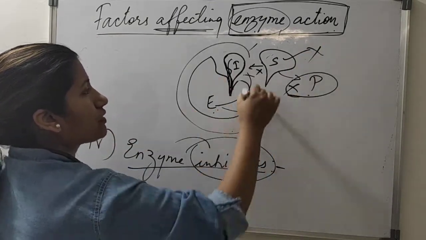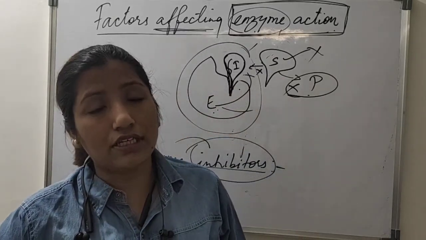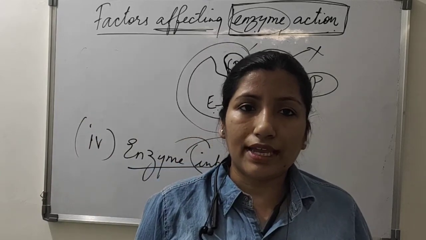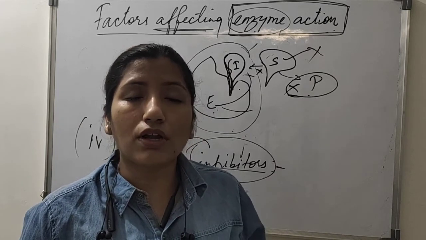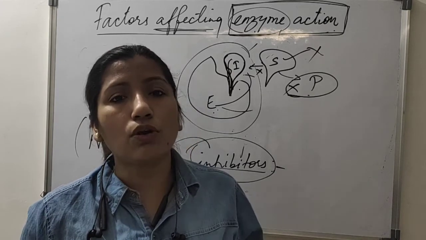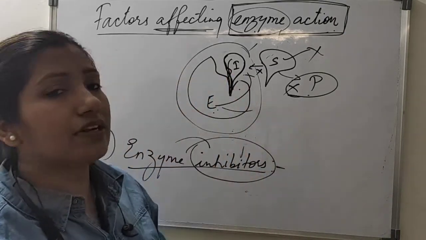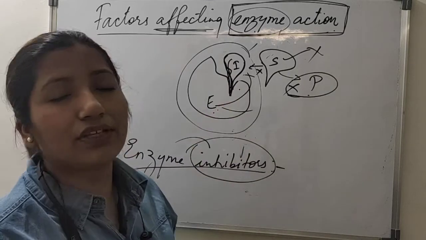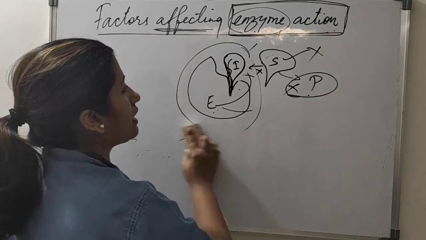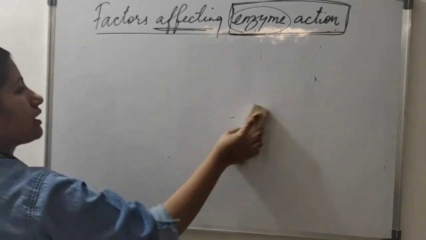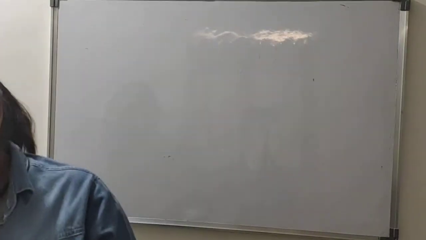Now why do we do this process? To stop the enzyme reaction. Why does this process happen in our body? To stop the reaction from happening. At times we don't want the production of the product. When our body doesn't need a product, that is when our body will release an inhibitor, and that inhibitor will stop the enzyme action. So that is how all these factors, temperature, pH, concentration of substrate and inhibitors, affect the enzyme action.